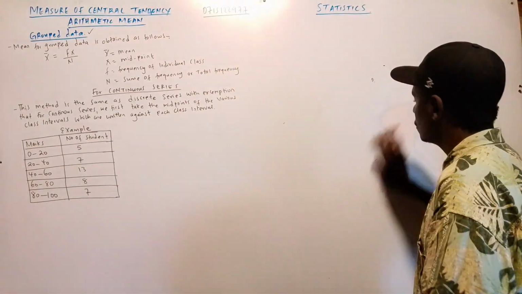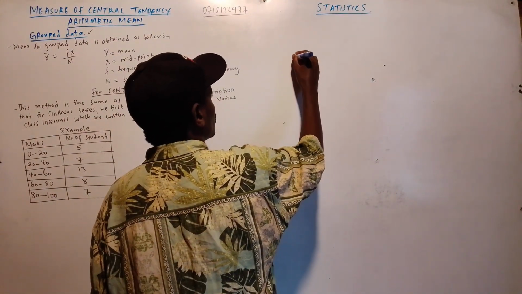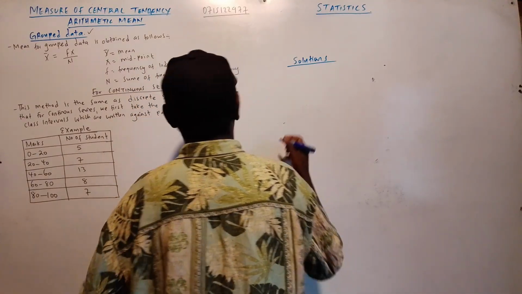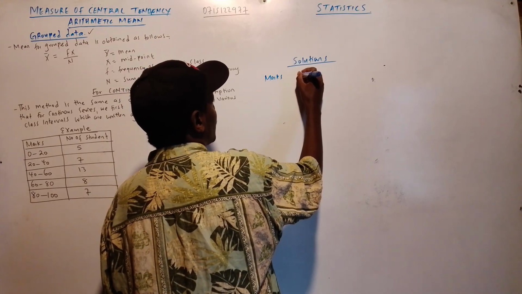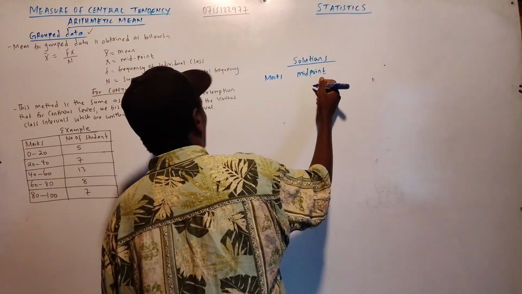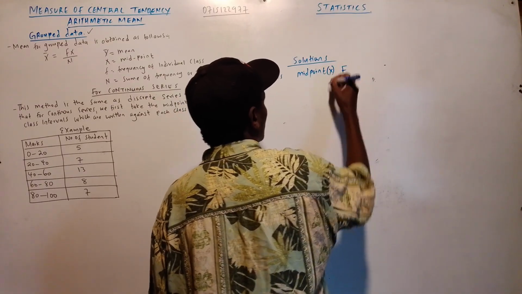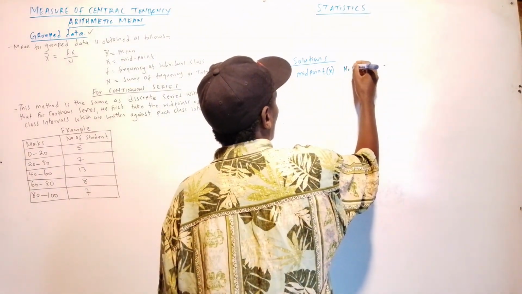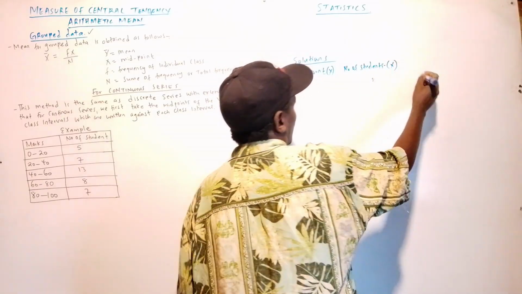So allow me to come up with a solution from this side. Solution. So we have max. Then we need to find the midpoint. And then number of students, that is the frequency. So midpoint is our x. Remember, midpoint is our x. Then number of students is our frequency. Then now we can find our fx.